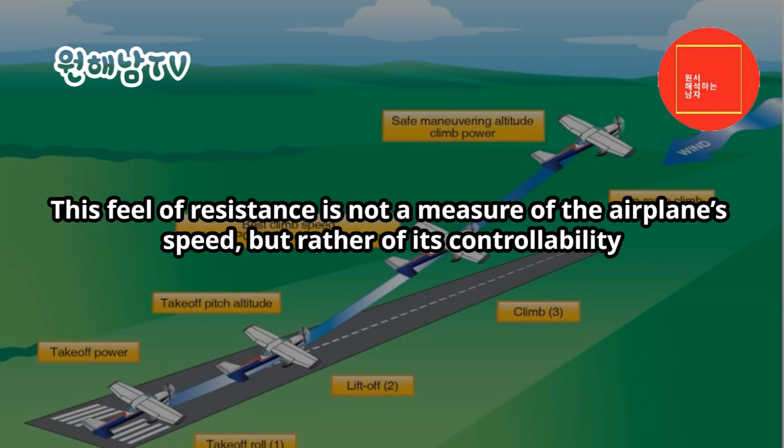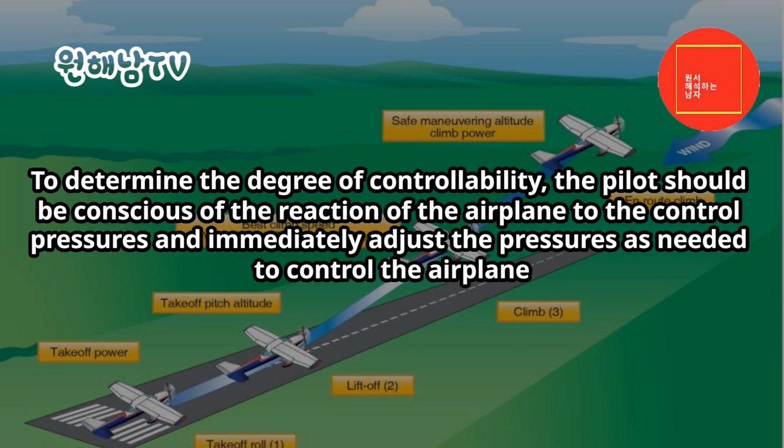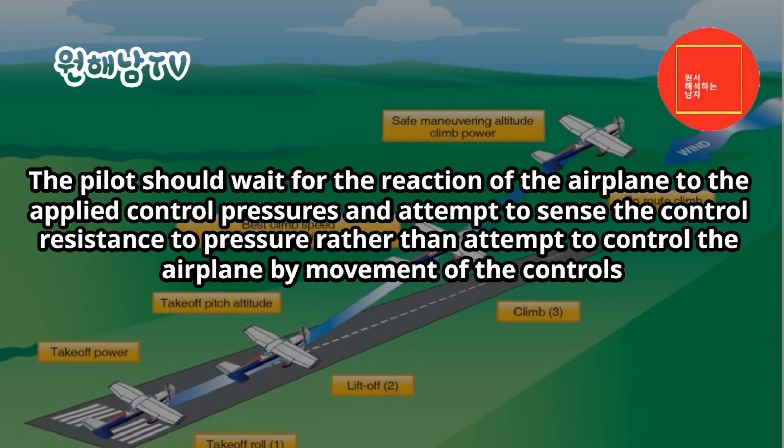This feel of resistance is not a measure of the airplane's speed, but rather of its controllability. To determine the degree of controllability, the pilot should be conscious of the reaction of the airplane to the control pressures and immediately adjust the pressures as needed to control the airplane. The pilot should wait for the reaction of the airplane to the applied control pressures and attempt to sense the control resistance to pressure, rather than attempt to control the airplane by movement of the controls.